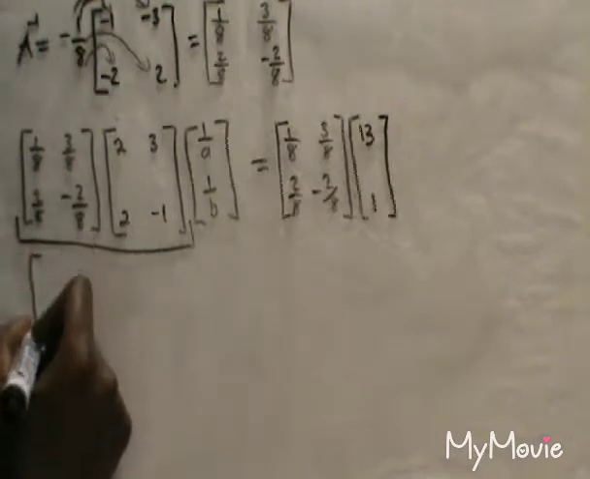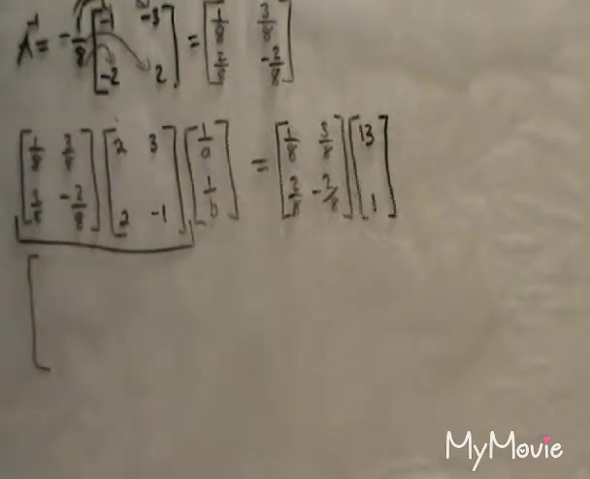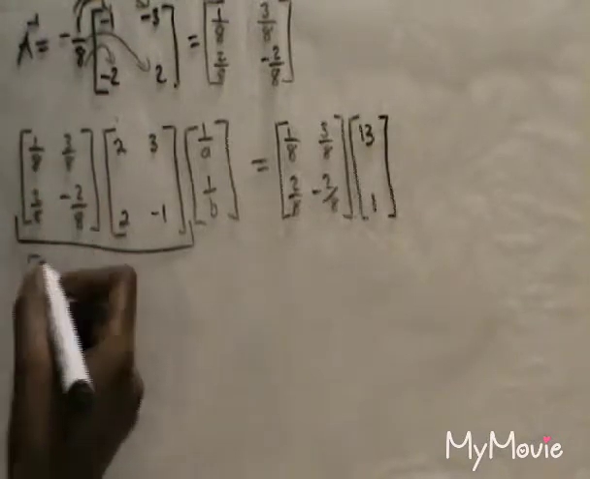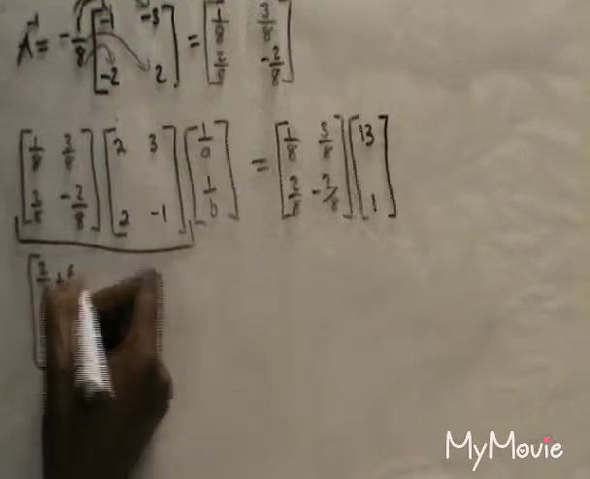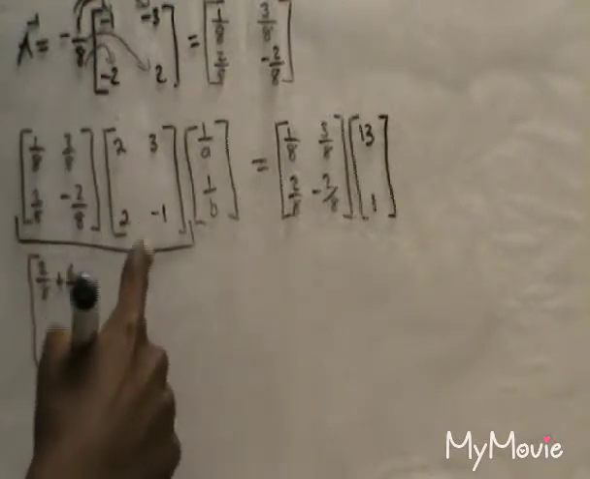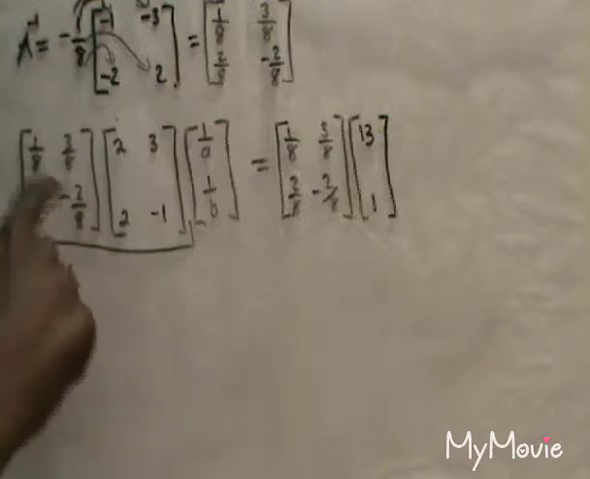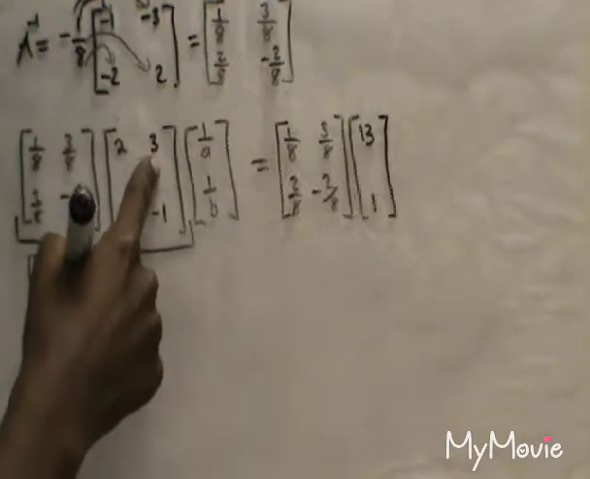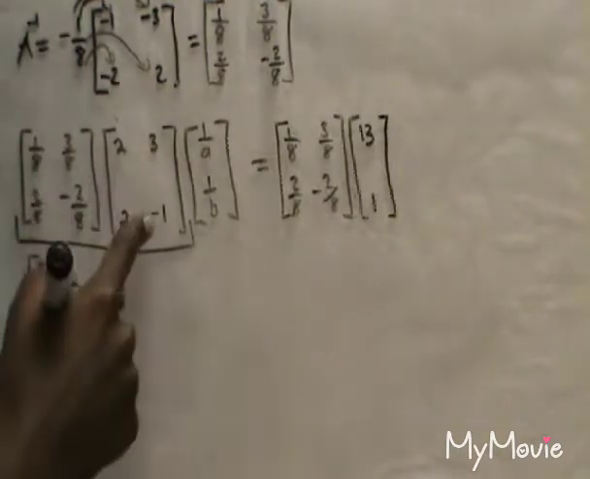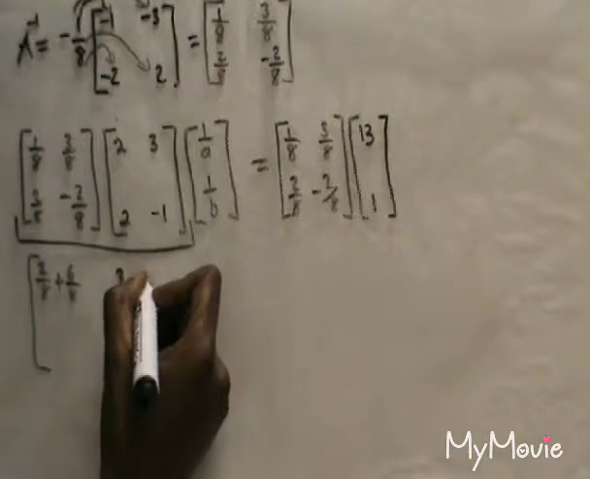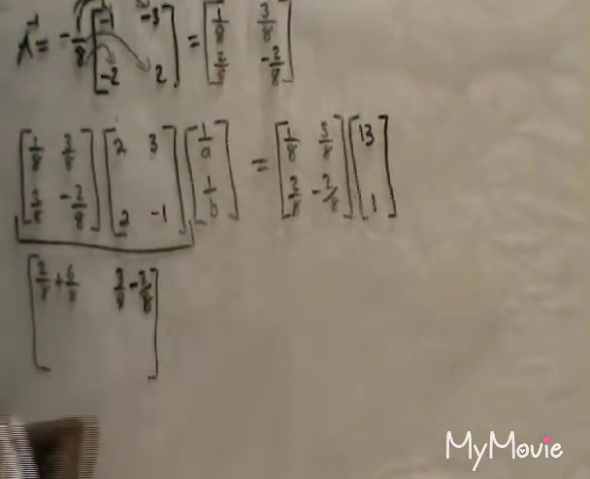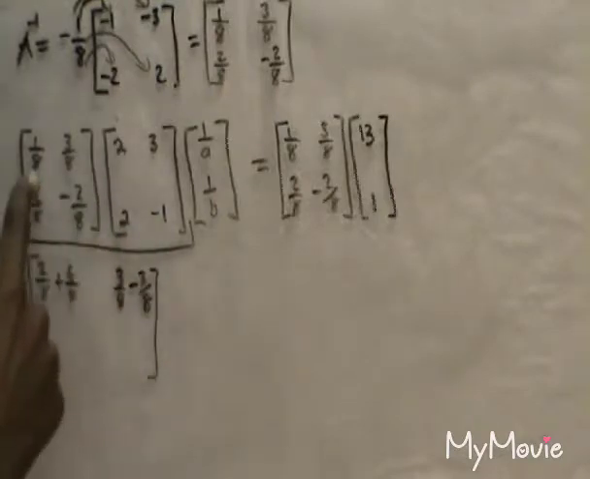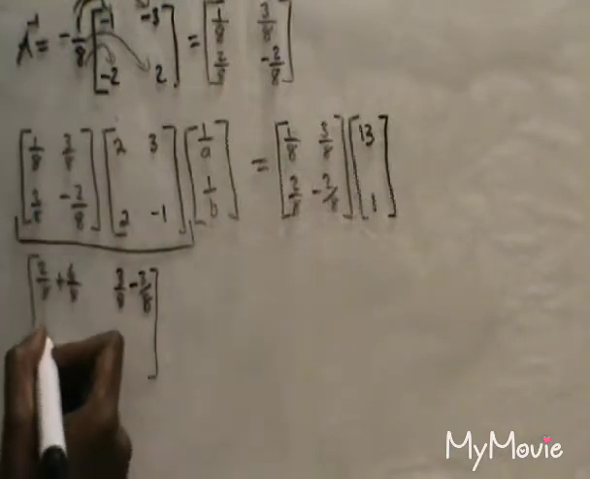So doing that, I'll have 1 over 8 times 2, it's 2 over 8. And then I have 3 over 8 times 2, this is 6 over 8. That was first row, first column. Then I move to this element over here, which is first row, second column. So I have 1 over 8 times 3, which is 3 over 8. Then I have 3 over 8 times negative 1, which is negative 3 over 8. Then same thing in the second row, first column. I have 2 over 8 times 2. This is 4 over 8.